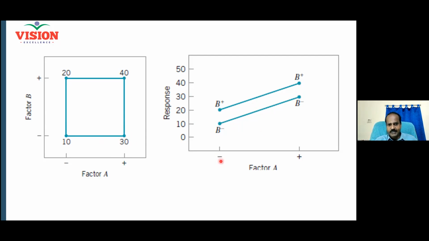Now for A minus and B plus, what is the response you are seeing? 20. So along 20, at A minus B plus, this is the point. Now for A plus B plus, what is the response? 40. So I get this point. Now I draw the B plus line. What do you observe in the graph? Both the lines are parallel to each other. Yes. That means these 2 factors A and B do not interact.